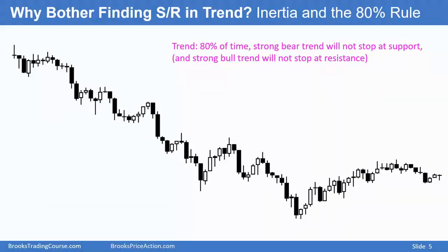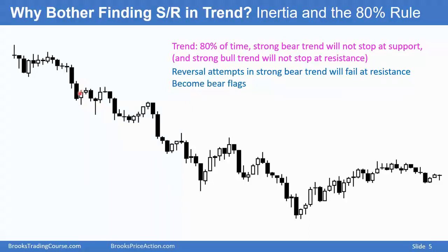Why should you spend time looking for support and resistance when the market's in a trend? It's because of my 80% rule. 80% of the time, a strong bear trend will not stop at support. Likewise, a strong bull trend will not stop at resistance. The market has inertia. It tends to do what it has been doing. And that means that if the market's in a strong bear trend, every time you see a possible support level, you have to assume the support will break and the market will continue down. Instead of a lot of buying at the prior low, the market continued down. Instead of buying at that low, the market continued down.